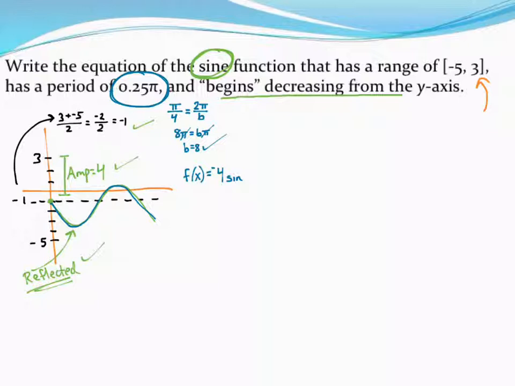I need the b value next. We know that's 8. Don't forget the x. Some people forget that. Then I'm going to put that in parentheses, even though I don't think we technically need those. The last piece of this is just that midline adjustment, which we know from the range. The midline had been moved down 1, so a -1. And so there's the equation of this function.